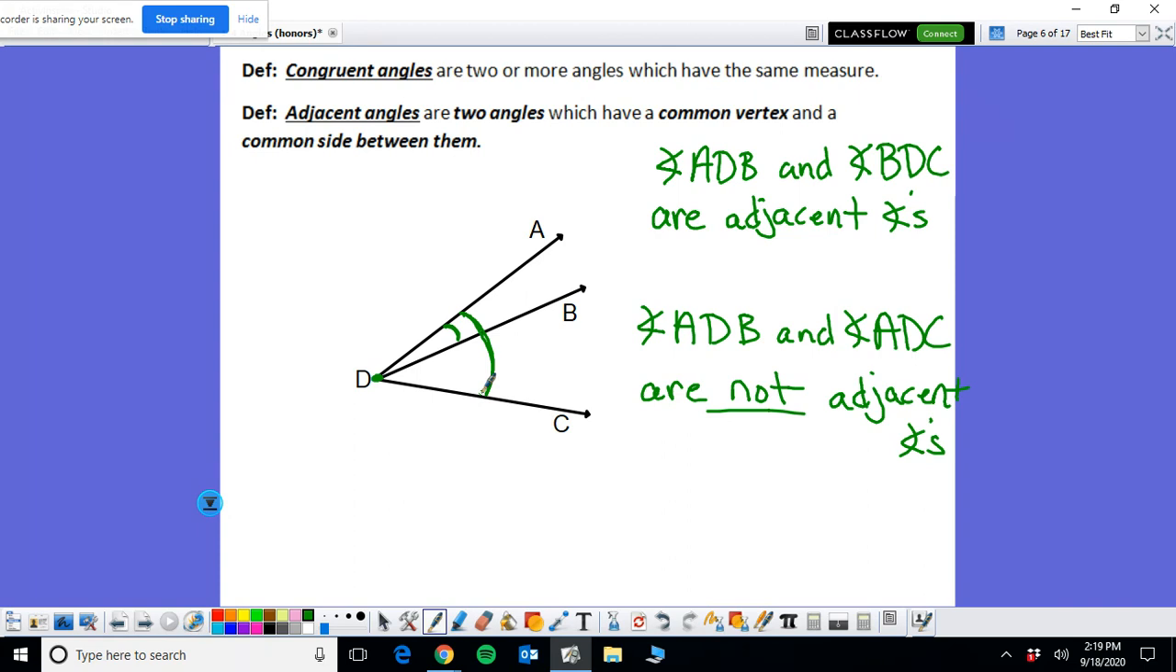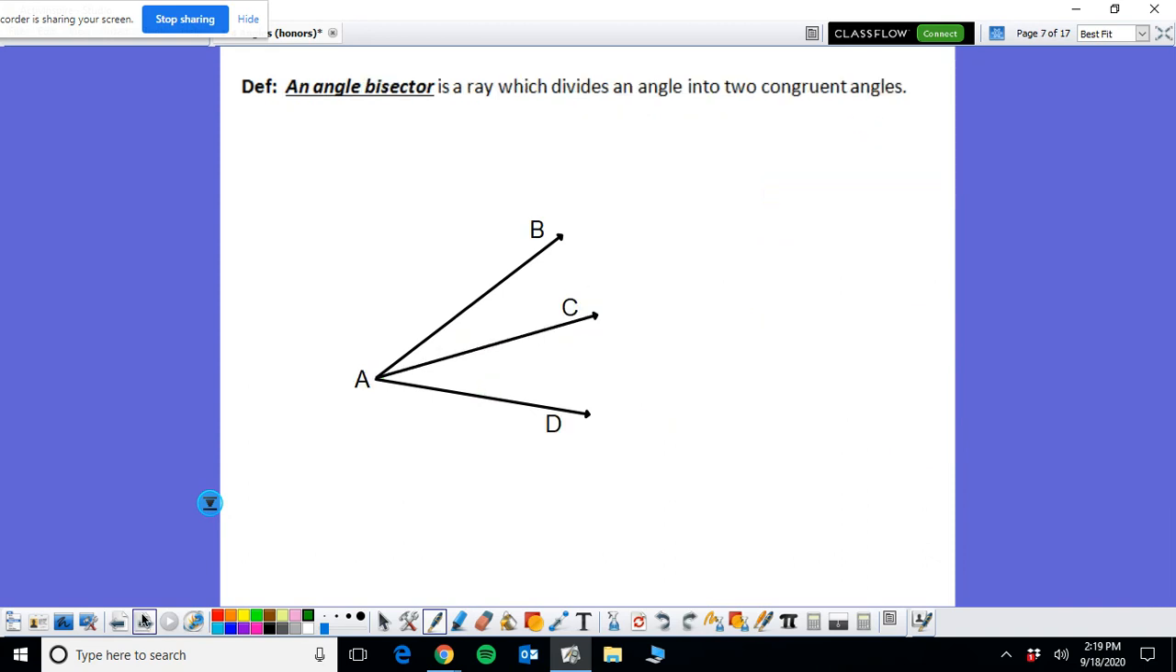And I want to talk about two more major ideas before we finish here. An angle bisector. You will see this word a lot. We had a segment bisector we talked about, but now we have an angle bisector. Remember, the segment bisector had to go through the midpoint of a line segment. Now we're talking about angles. So an angle bisector, it's a different idea, but it's also kind of the same. Bisector means cut into two equal pieces.